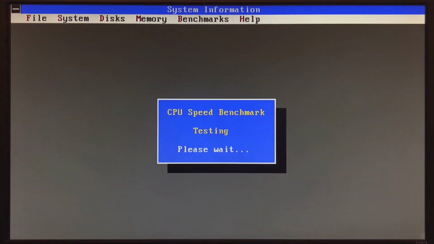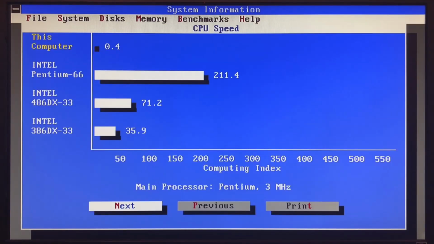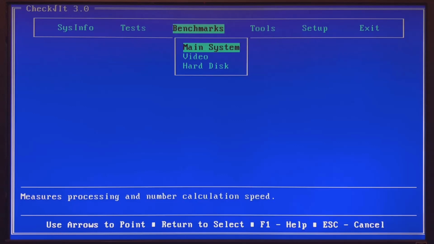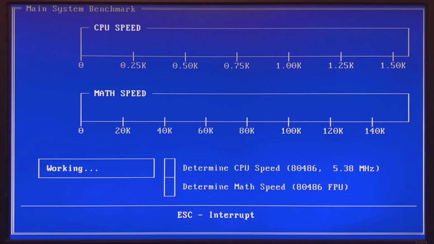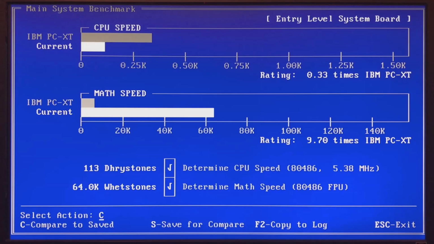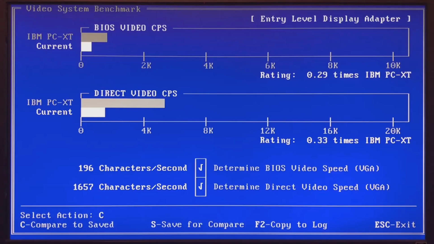Let's see if we can run the benchmark. Yeah, this is ridiculous. So now here is CheckIt. And yeah, the main system benchmark. Yeah, this cannot detect the Pentium CPU. It is reported as a 486 at 5.38 MHz. Now the result here is lower than I got with my 5x86 machine. This is something like 20% lower. And yeah, this is only 0.33 times the IBM PC-XT. And then here with the video system benchmark, the situation is quite similar, around 0.3 times.